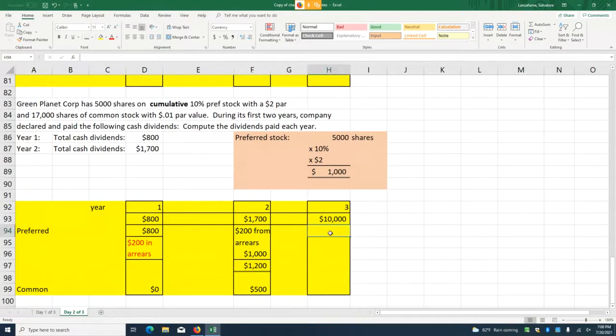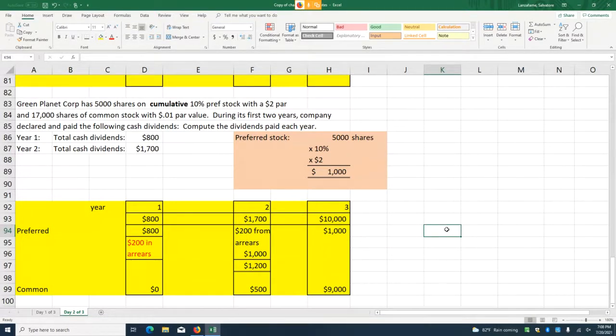Okay, and then in scenario 3, preferred gets 1,000. Common gets 9,000. You don't see any difference in that particular year because there's no arrearage to handle. Never arrearage in common. Right. Don't care what you do.